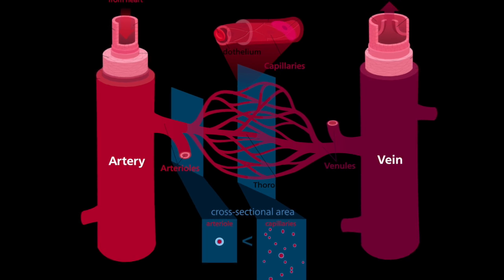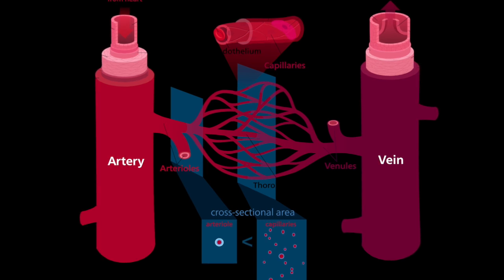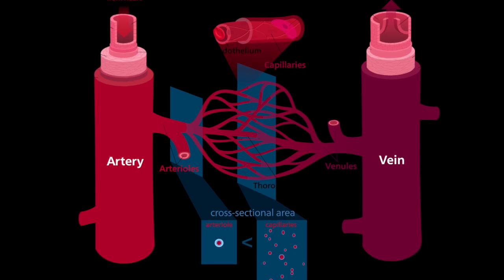The arteries branch into arterioles that ultimately deliver blood to the capillaries. Arterioles transport blood from arteries to capillaries.